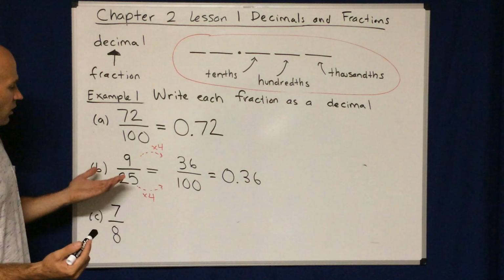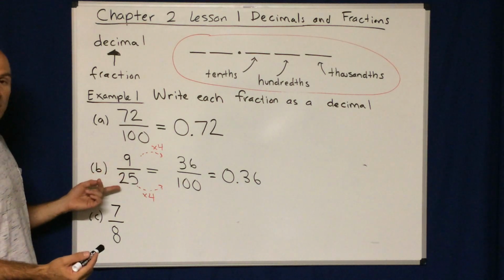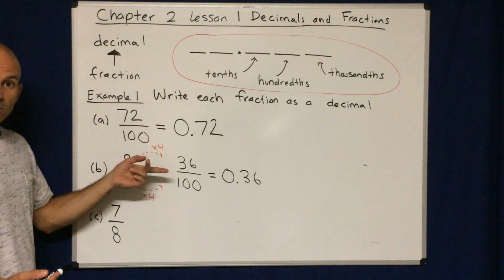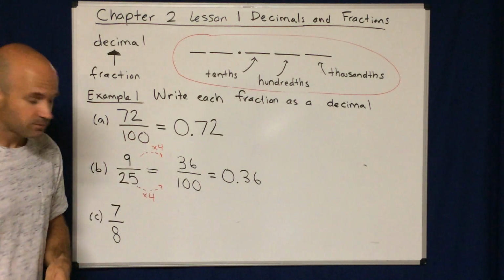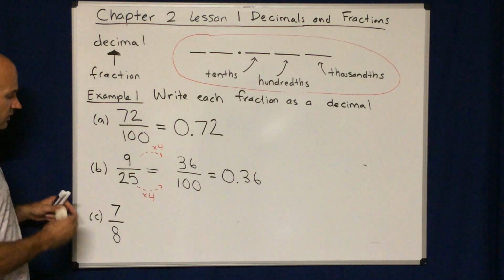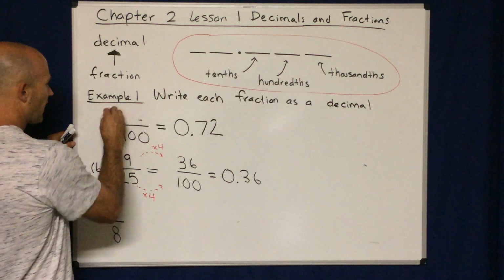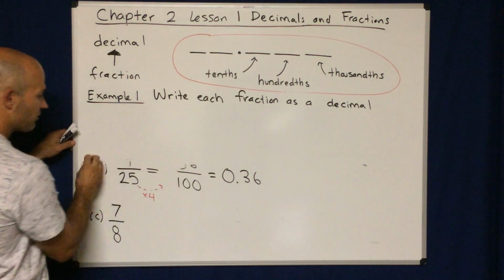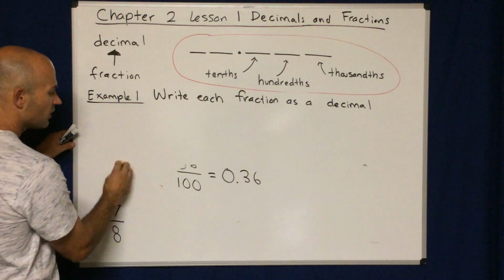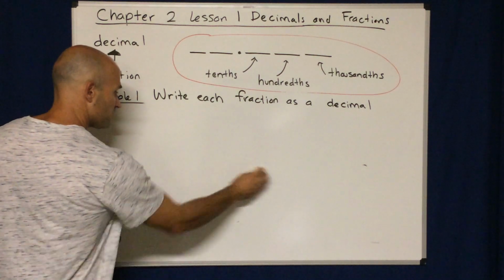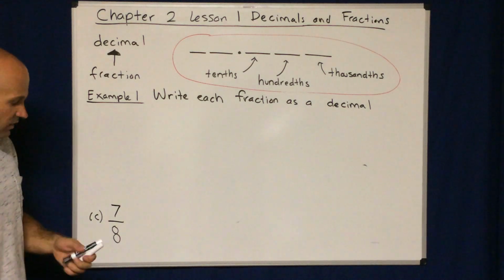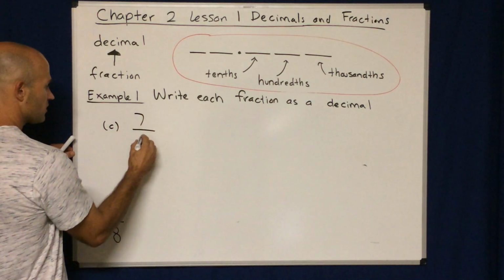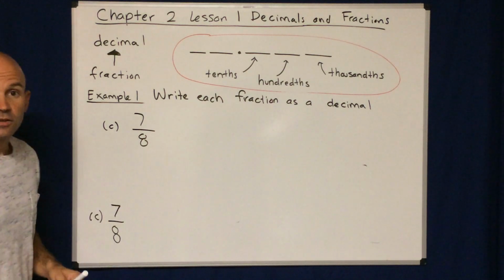So other denominators that are okay are, say I had 9 over 50. That would work out pretty well too, because I can multiply top and bottom by 2 to convert my denominator to 100. So now let's look at 7 over 8. Now if we're optimistic, we'd hope that 8 would divide evenly into 10, or 8 would divide evenly into 100. 8 does not divide evenly into 10. 8 does not divide evenly into 100. So we're going to use a different strategy here.